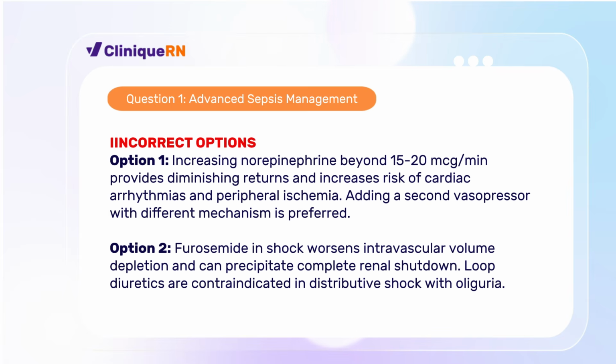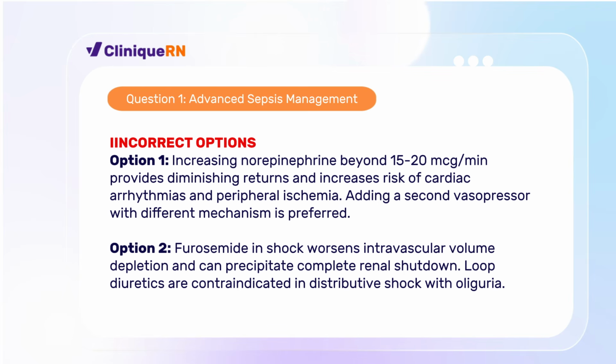Why are other options incorrect? Option 1. Increasing norepinephrine beyond 15 to 20 micrograms per minute provides diminishing returns and increases the risk of cardiac arrhythmias and peripheral ischemia. Adding a second vasopressor with a different mechanism is preferred.